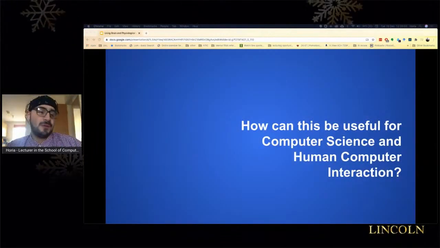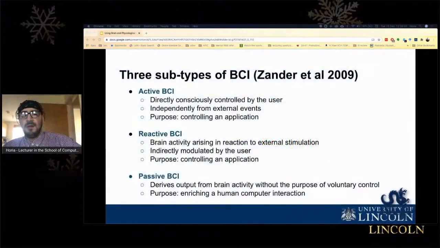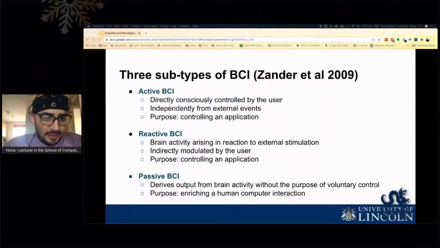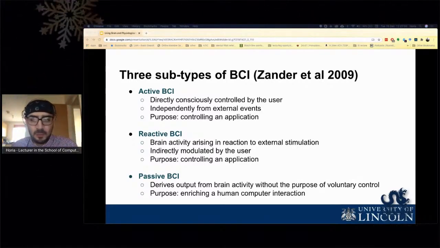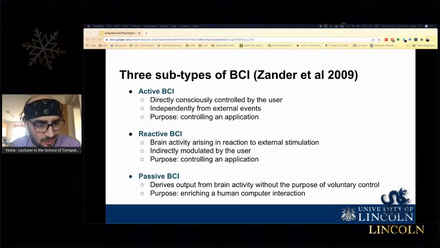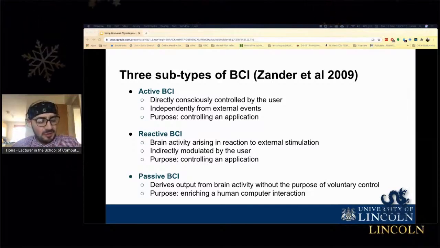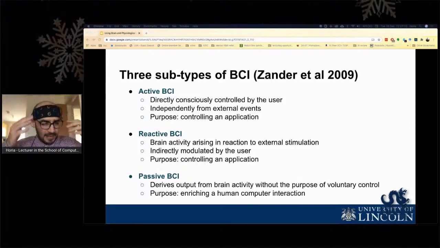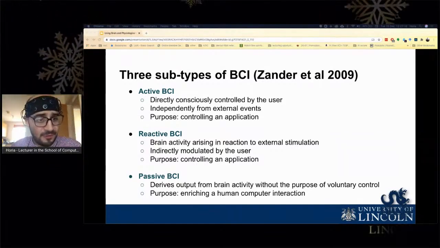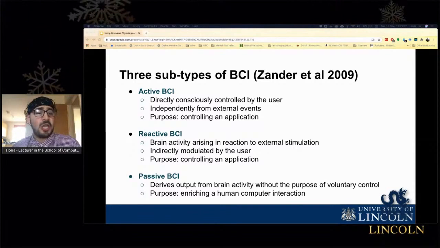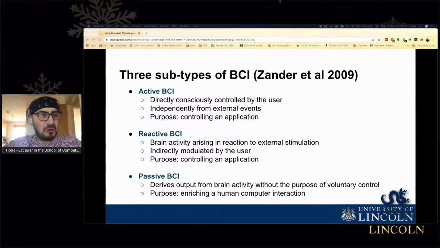So how can this be useful for computer science and human-computer interaction? There's three types of BCI. There's something called active BCI, which is the one where a person would voluntarily control something with their thoughts. I'm not sure if you've seen this, but there's many videos out there with people flying a drone with their minds. This is a best example of an active BCI. You purposely control a drone with your thoughts.